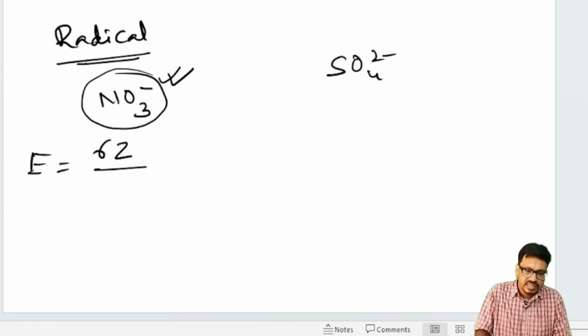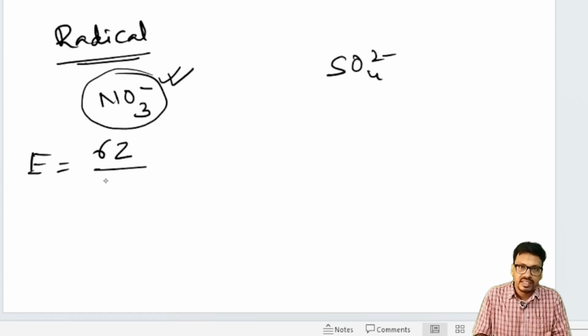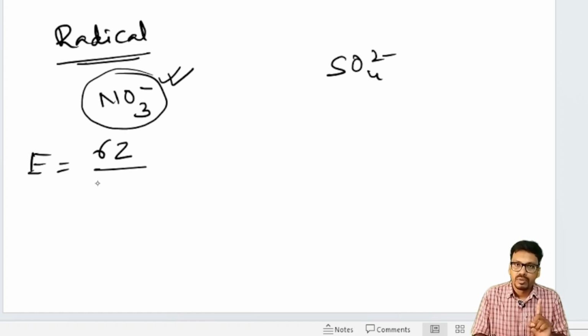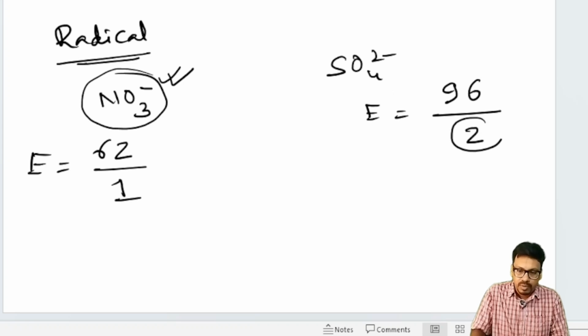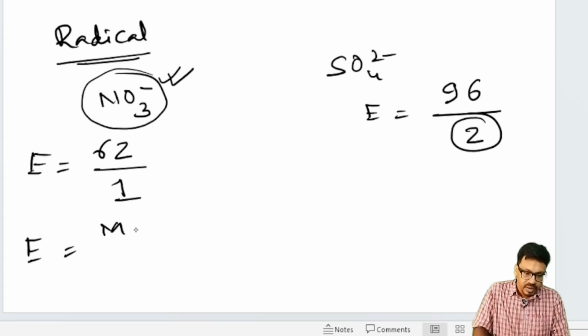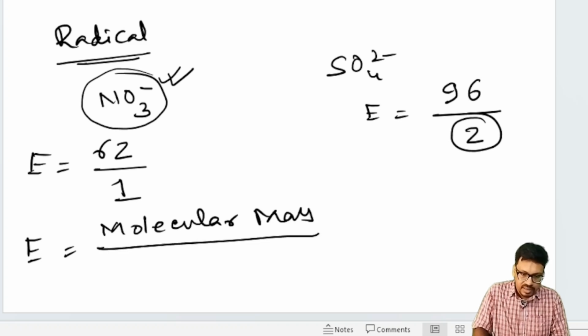And here the charge is important. The nitrate has a uni-negative charge, so we divide by the charge of the radical. Here also, in case of sulfate, the equivalent weight is the molecular weight, that is 96, divided by 2. Now the term is: equivalent weight is the molecular mass divided by the charge of the ion. Clear?